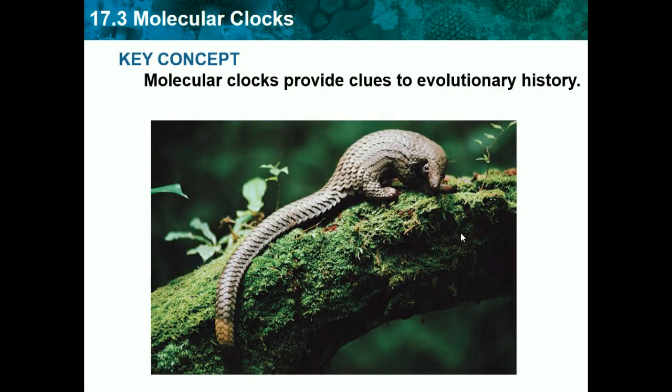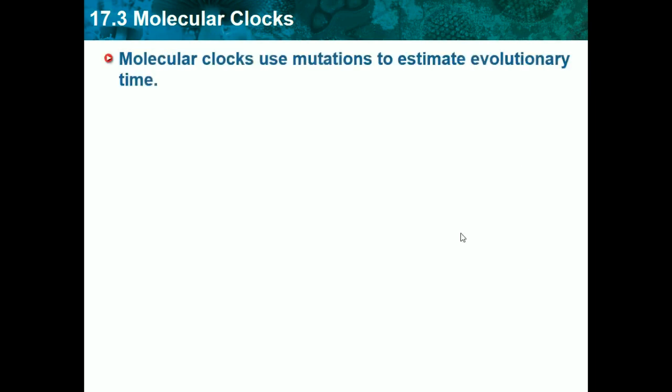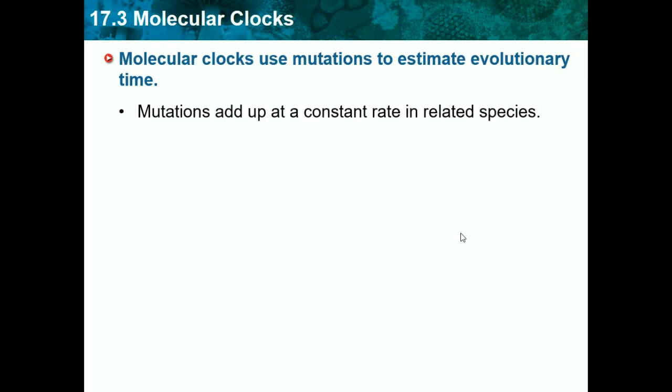So 17.3 is molecular clocks. Key concept: molecular clocks provide clues to evolutionary history. Molecular clocks use mutations to estimate evolutionary time. Mutations add up at a constant rate in related species. This rate is the ticking of the molecular clock.